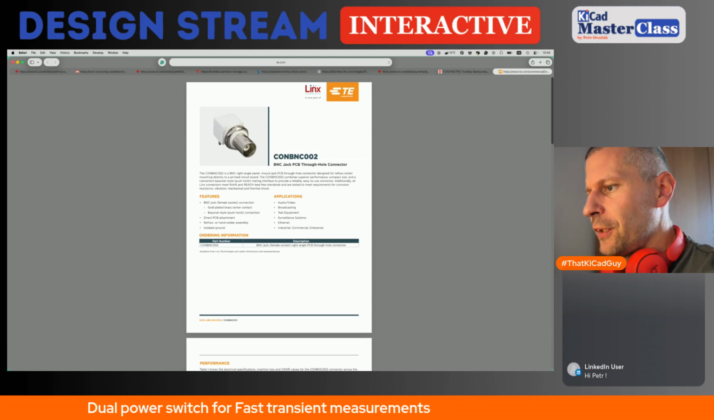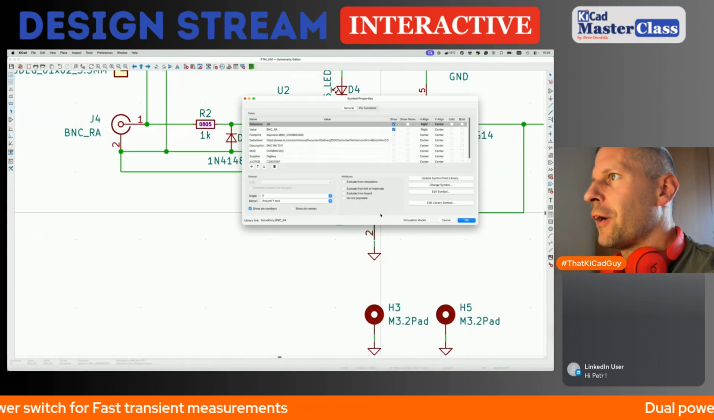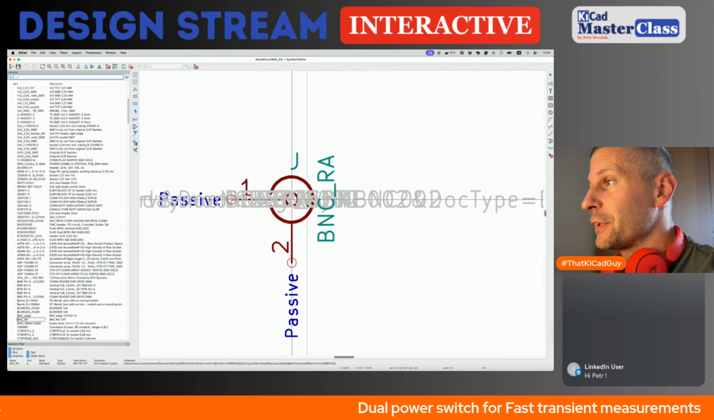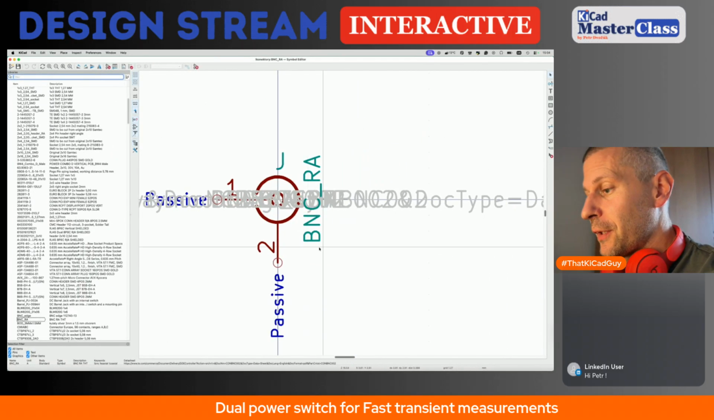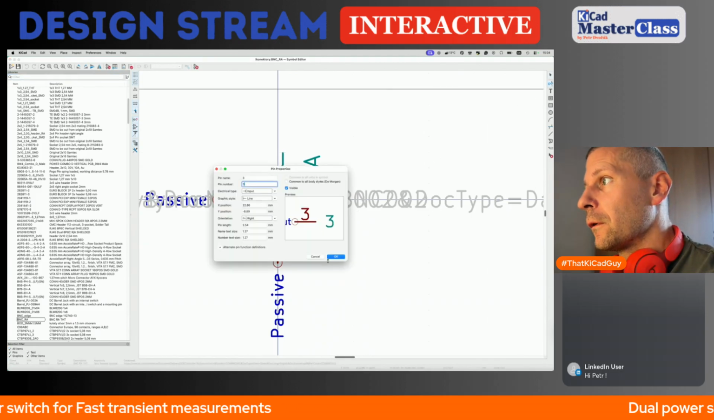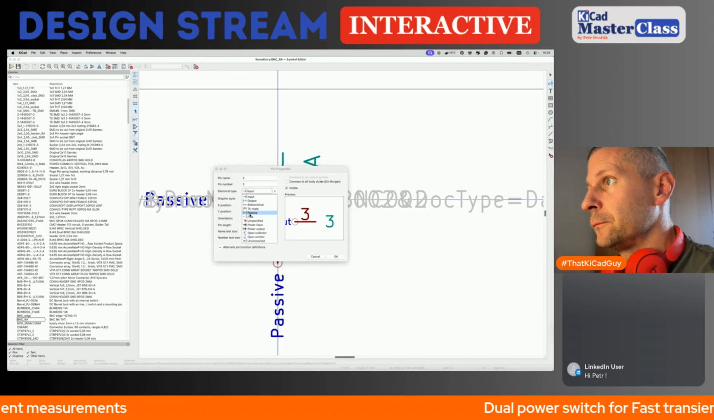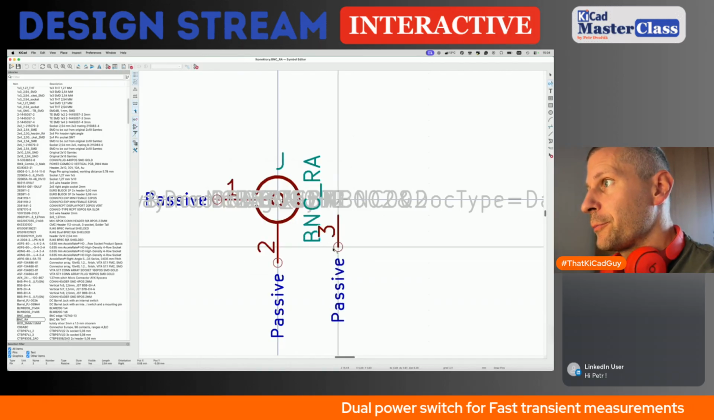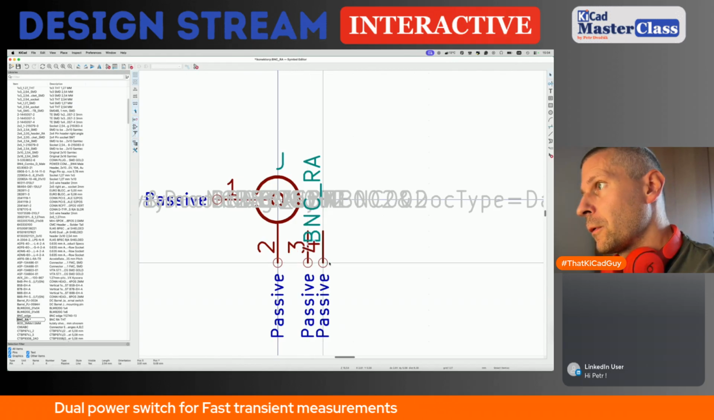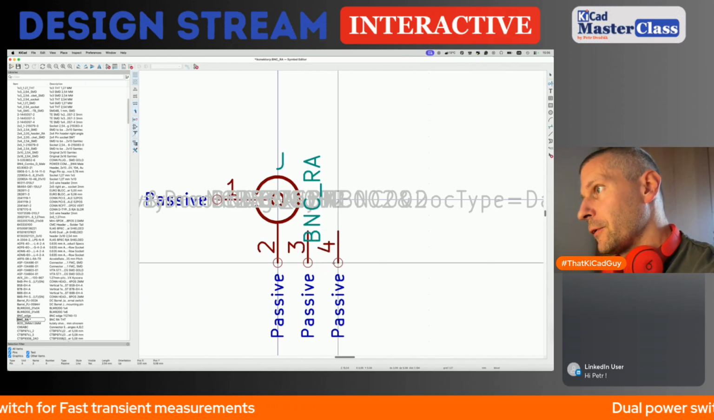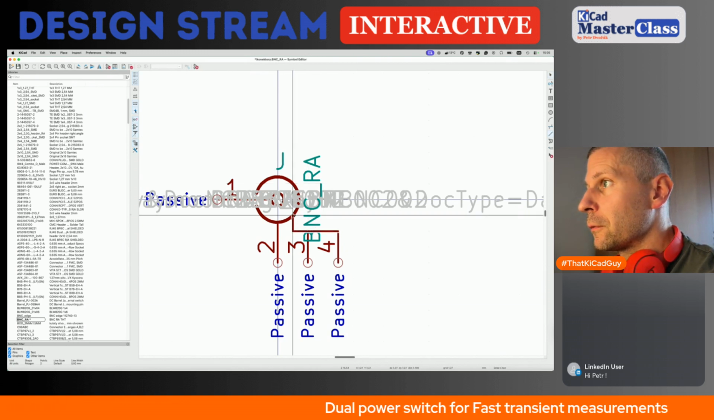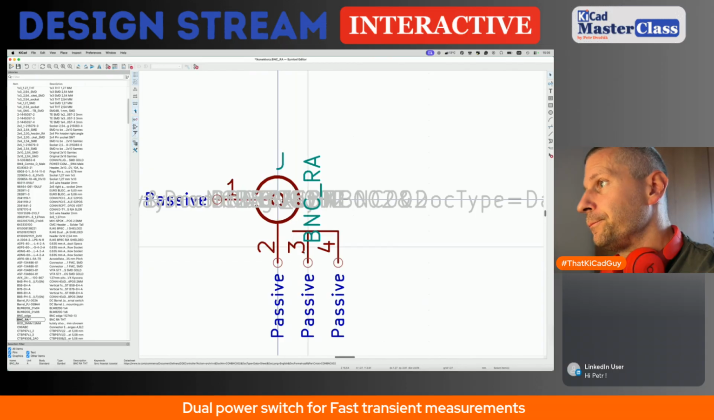So we need to modify the symbol. I don't know why my symbol doesn't contain these 2 pads. It's a historical symbol that has its own issues, as we all have. Like this.